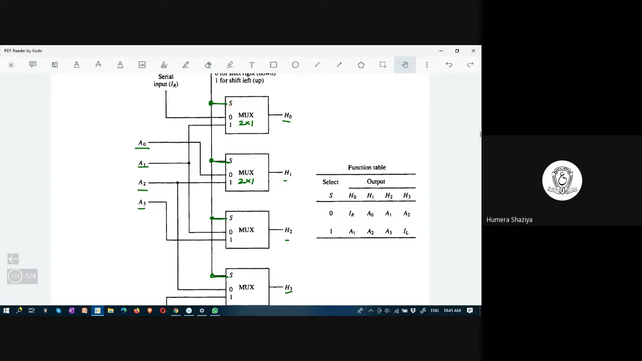Now can anyone tell me, SHL means which bit you are transferring out and which bit you are transferring in, from which side you are transferring in and from which side you are transferring out?